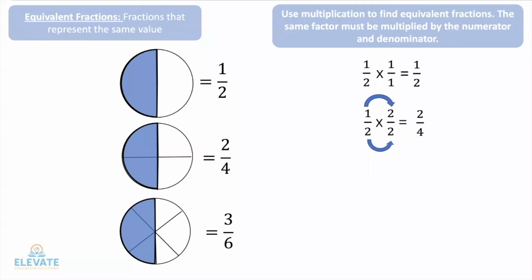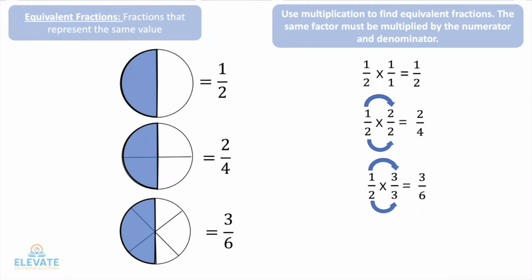Let's try our next problem. This time, instead of 1/2 times 2/2, it will be 1/2 times 3/3. We will start by multiplying our numerators first, 1 times 3, and then we will multiply our denominators of 2 times 3. 1 times 3 is 3, 2 times 3 is 6, which equals 3/6.